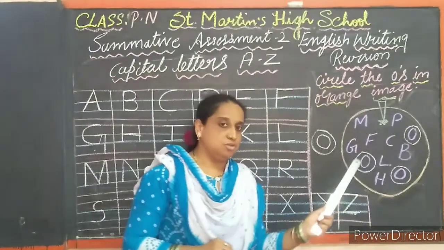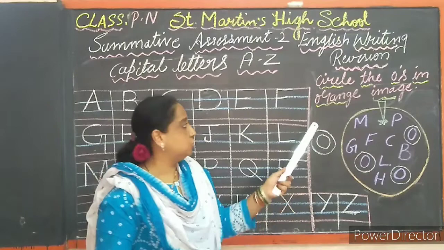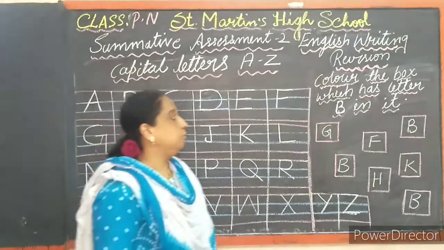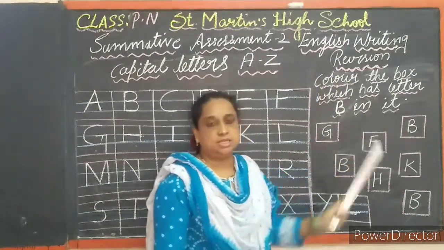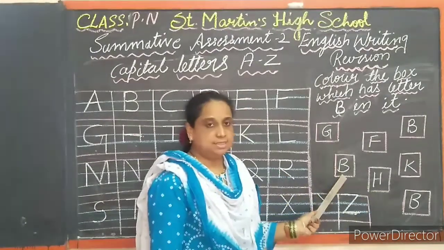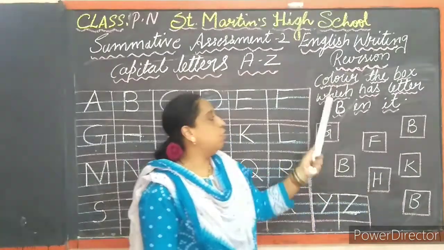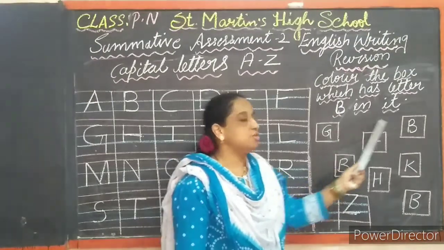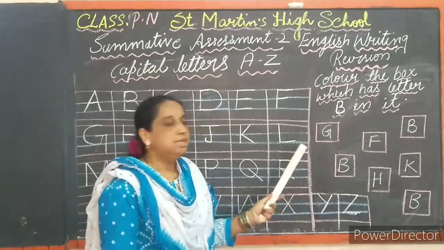In the same way, you should also sit and learn the capital letters at home. I hope you all understood how to circle the O's in the orange image. The topic I am going to teach you is color the boxes which have letter B in them. Understood? Here I have written the boxes. Inside that I have written the letters. Can you see here, children? Here I have mentioned letter B in the heading. So whichever box has B, what do you have to do? You should color that box which has letter B.